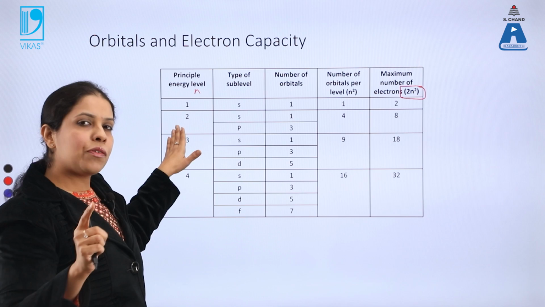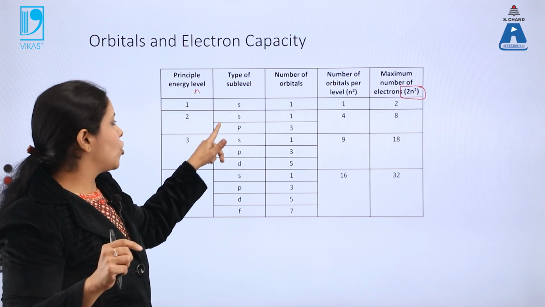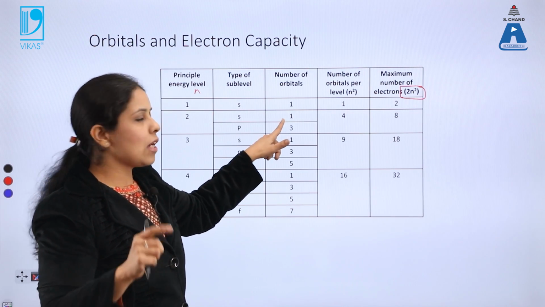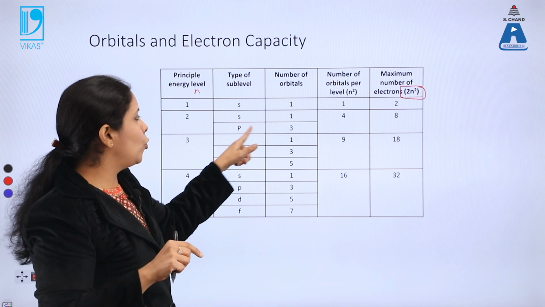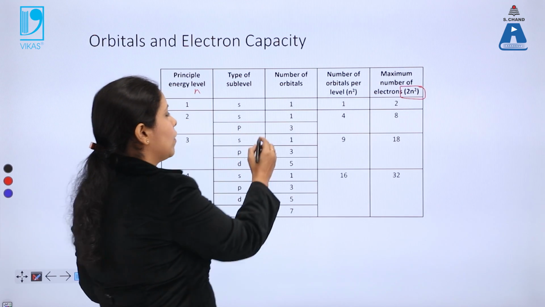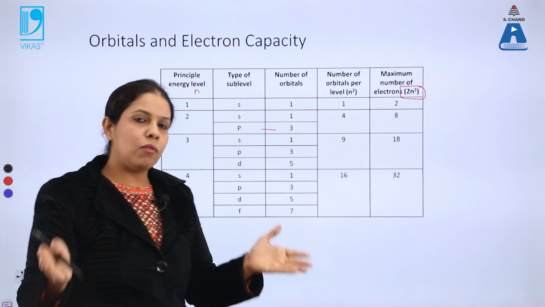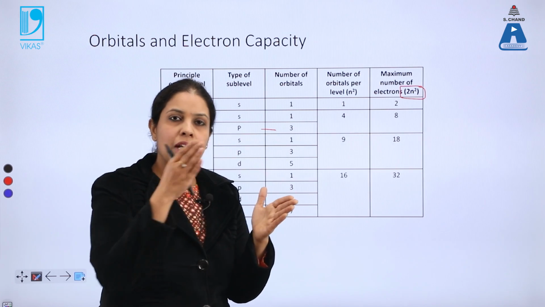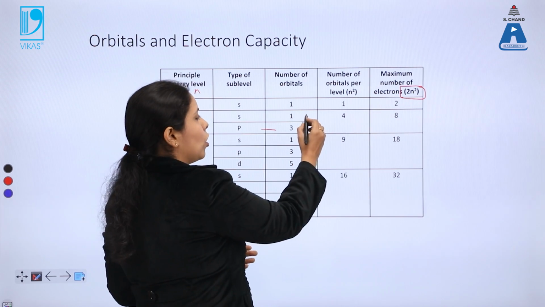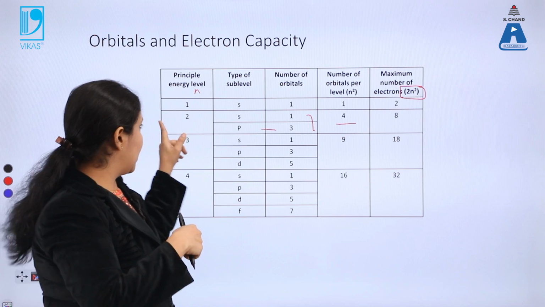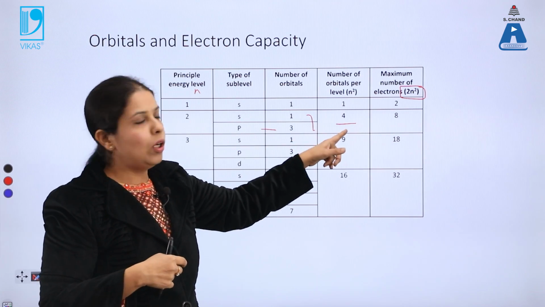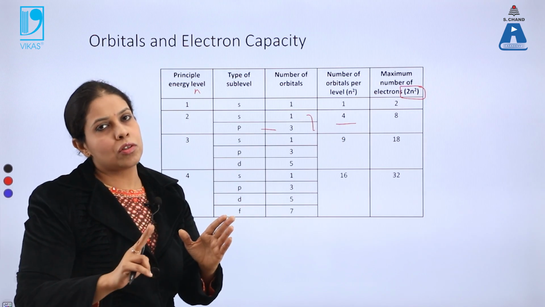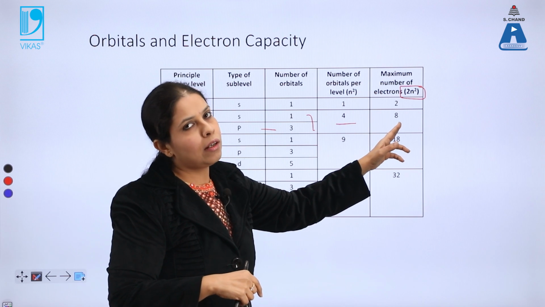For example, when n is equal to 2, two subshells are possible, 2s and 2p. Now s has only one orbital, spherical in shape. The 2p would have 3 orbitals. The p subshell will always have 3 orbitals possible, px, py and pz. So the total orbitals possible in the second principal energy level are 4, and each one will have 2 electrons. So the total number of electrons is 8.